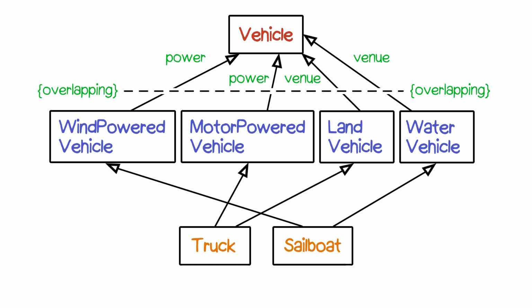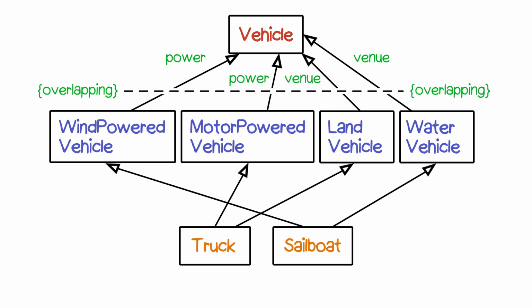So let's think for a minute about trucks. Trucks are motor-powered vehicles, but they're also land vehicles. That is, truck has 2 parent classes. Similarly, sailboat is a wind-powered vehicle and a water vehicle, so it's got 2 parent classes as well.